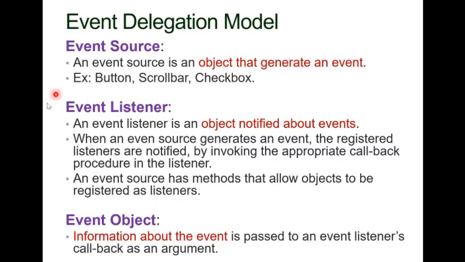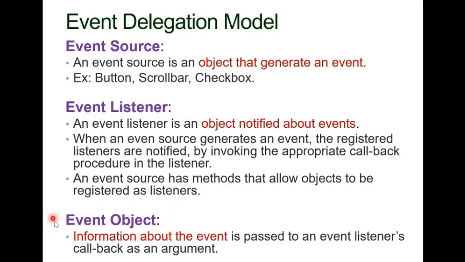Then the event listener. An event listener is an object notified about the events. When an event source generates an event, the registered listeners are notified by invoking the appropriate callback procedures in the listener. Next, an event source has a method that allows an object to be registered as a listener. So this is what we call the event listener.